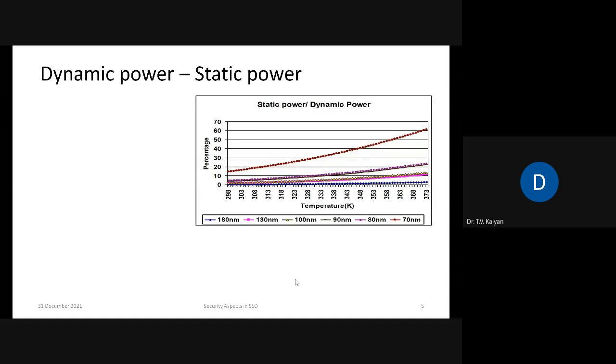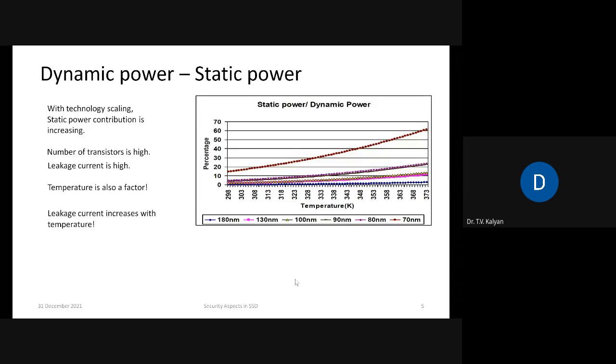Also, with the temperature, the static power component is increasing, because leakage power is dependent on the temperature, and as temperature increases, the leakage power will increase. With this point in mind, we can say that we should not be overlooking the static power dissipation in a chip. If we overlook it, the chip will get heated up and burn out.